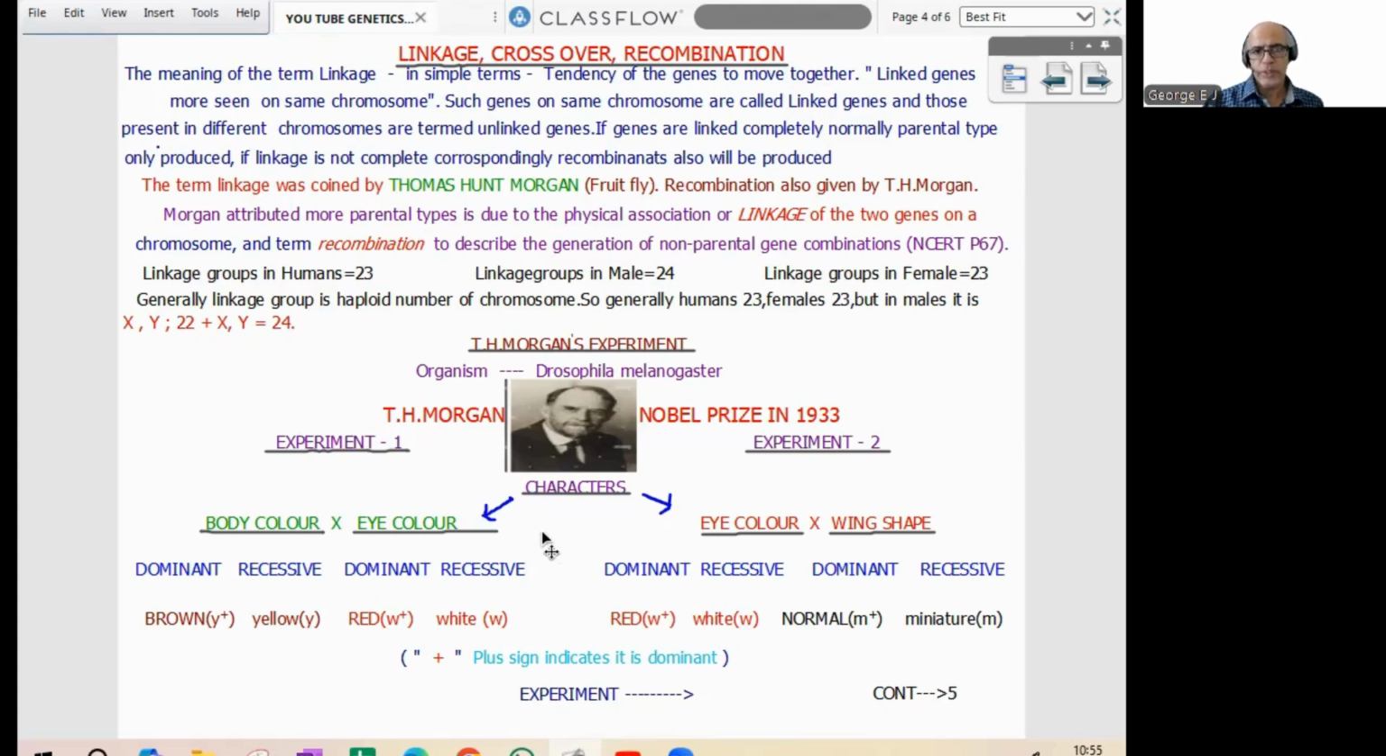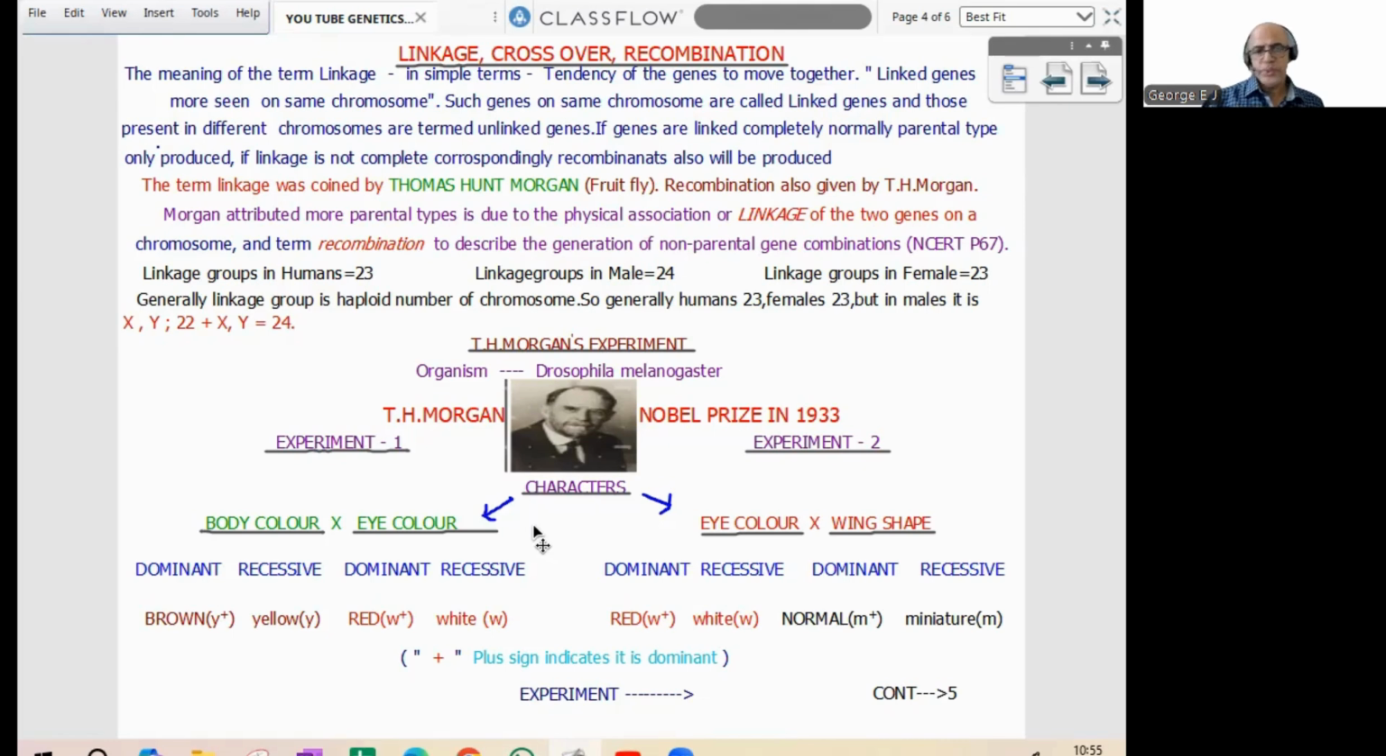T.H. Morgan, Thomas Hunt Morgan, given a lot of contribution in genetics, specifically crossing over, recombination, all this area. And even he received Nobel Prize in 1933. So getting Nobel Prize means, you know, the quantity of the work, quality of the work, depth of the work. But remember, NCERT, that level we are not proceeding.